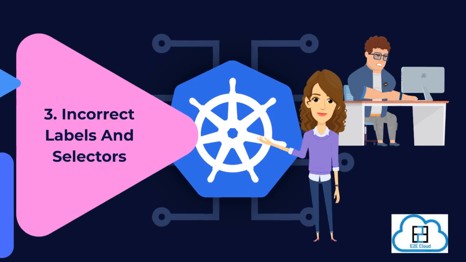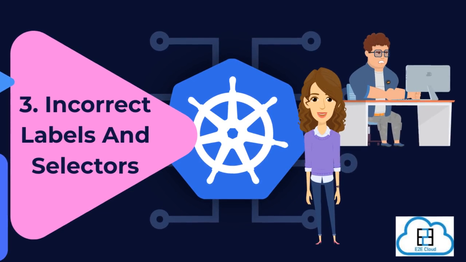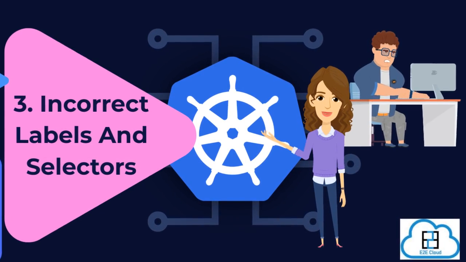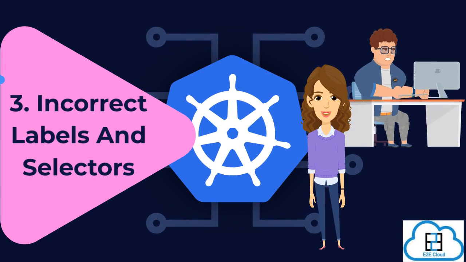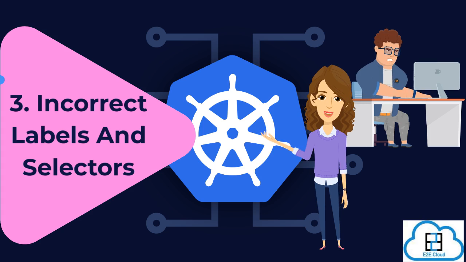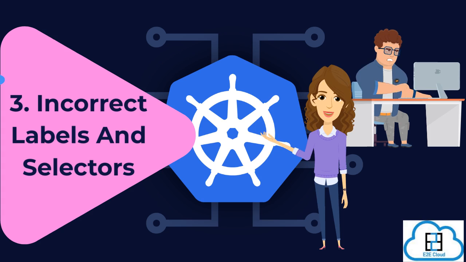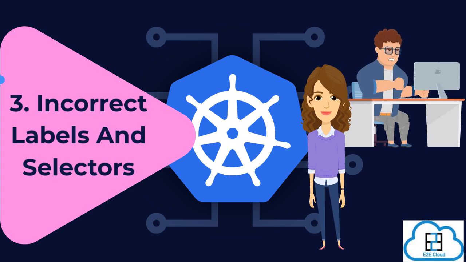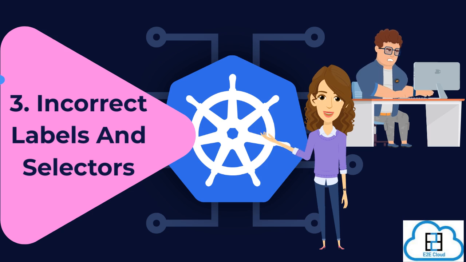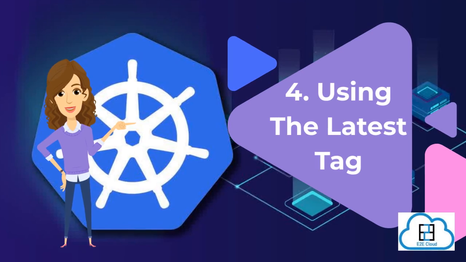Third is incorrect labels and selectors. One of the frequent mistakes beginners make is the incorrect use of labels and selectors in the configuration. A non-matching selector puts the deployment resource into an unsupported state, and you might see an error related to an incorrect label and selector.